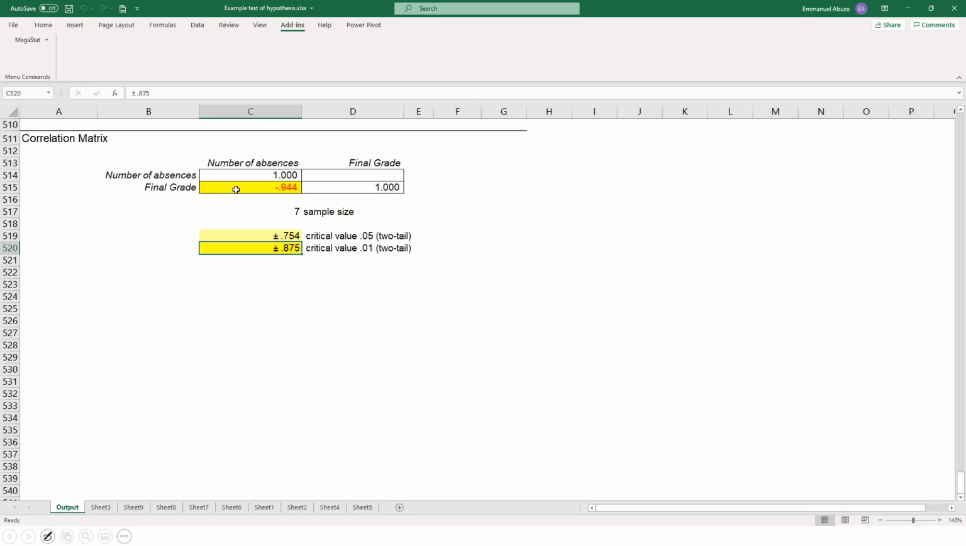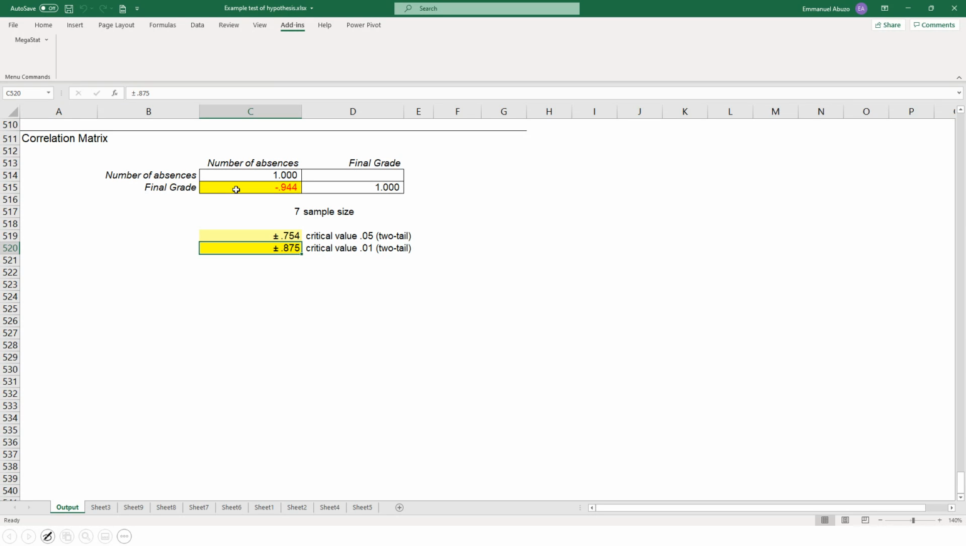Take note that in our example, we can actually make the null hypothesis. For the null hypothesis, we could say that there is no significant relationship between the number of absences and the final grade of the 7 students in the statistics class. For the alternative hypothesis, we could say there is a relationship between the number of absences and the final grades of the students in the statistics class.